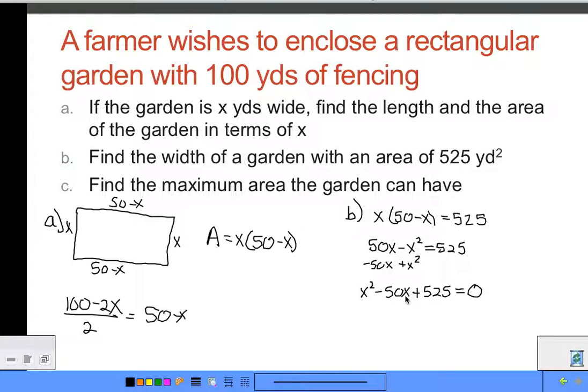And it's up to you the method to solve. You could use the quadratic formula, completing the square, or you could attempt to factor. If you solve using any of these methods, let's pause it, see if you can solve it, you should end up with x equals 15 or x equals 35.